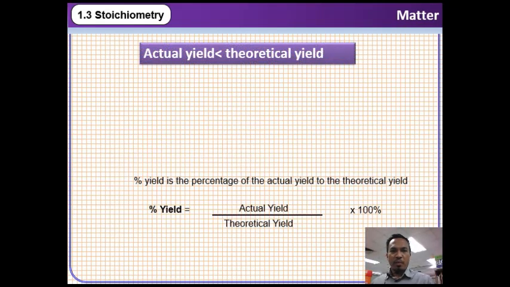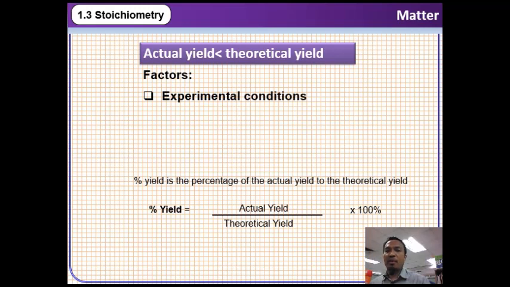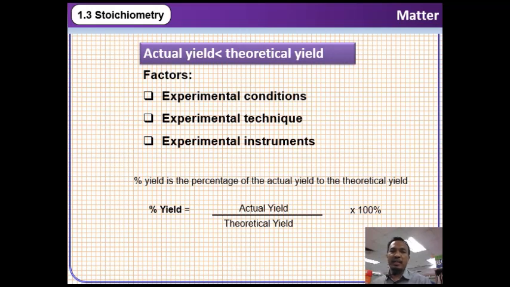The amount of product that we obtain from the experiment is known as the actual yield or experimental yield, while the amount of product that we obtain from the stoichiometry calculation from the balanced chemical equation is known as the theoretical yield. Normally, the actual yield is less than the theoretical yield. There are many factors that influence the value of the actual yield, like the experimental condition, the experimental technique, and also the experimental instrument.